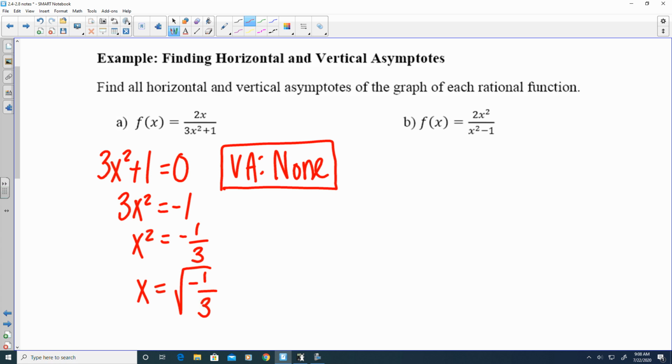And then horizontal asymptotes, I'm going to compare the power of the top to the power of the bottom. Since the top is a first power with just x, and the bottom is a second power with a degree of 2, then we know that this is going to be y equals 0. When the power on top is less than the power on bottom, our horizontal asymptote is y equals 0.